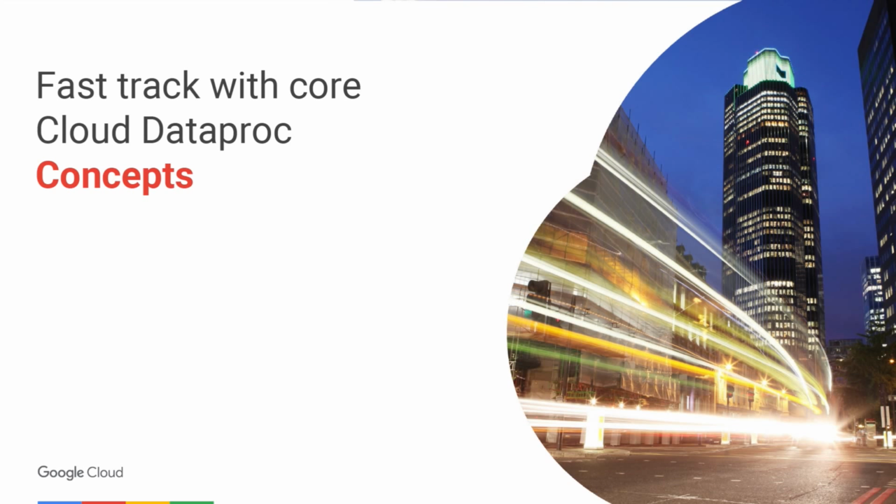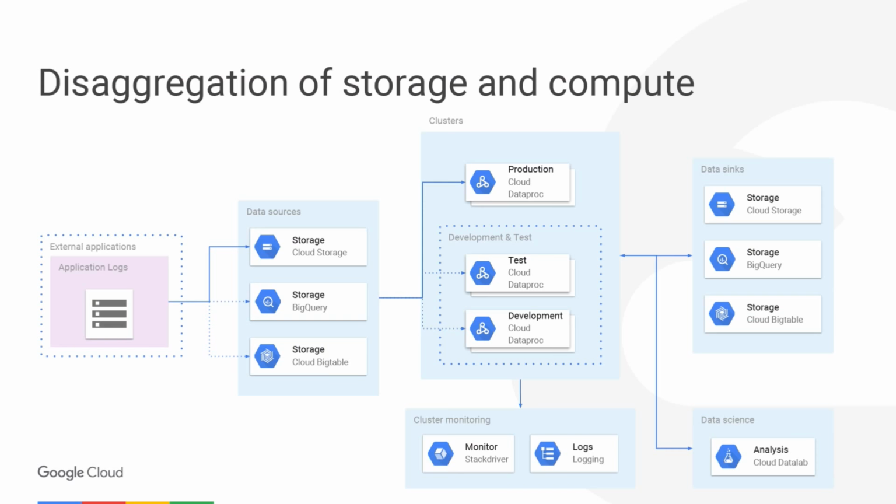So I want to talk about some of the core concepts of Cloud Dataproc and how these help you fast track your deployments when you choose to use Cloud Dataproc as part of your overall data and analytics stack inside of Google Cloud Platform. So one of the big concepts here with moving to a cloud-based Spark and Hadoop solution is the disaggregation of storage and compute. So instead of having your cluster both perform data processing tasks and storage, you instead get to separate your cluster out. So you have storage in one mechanism, and then you create your cluster to do your processing and analytics.